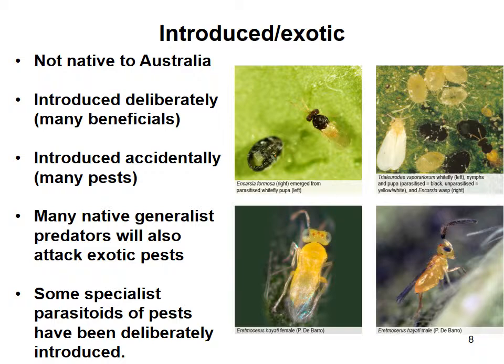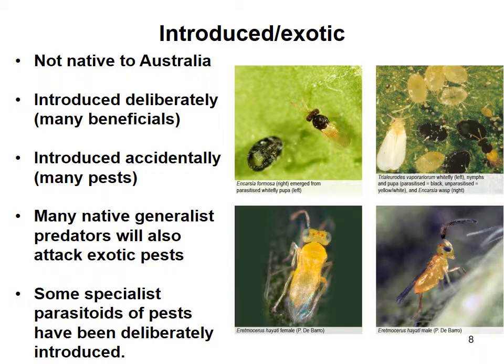Introduced or exotic pests and beneficials are those that are not native to Australia. Many beneficials have been introduced deliberately. Many pests have been introduced accidentally. For example, pests such as aphids, diamondback moth, slugs, red-legged earth mite, these all arrived from other countries as accidental introductions with plants or soil. So this means that they've escaped the natural enemies that evolved with them. Many native generalist predators will also attack exotic pests.